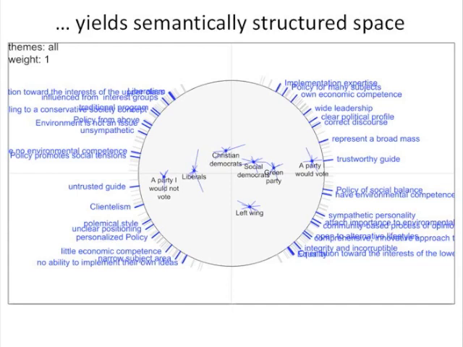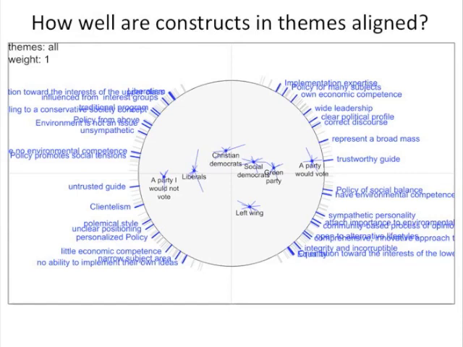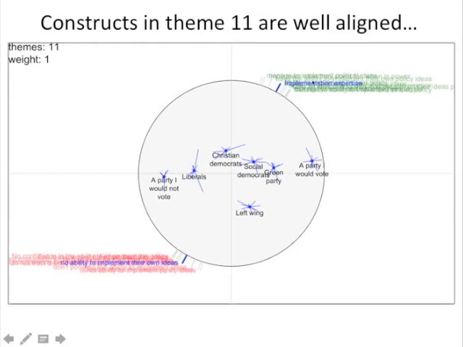But how well is this representation? How good is it? And this is the new part now. If we look at one theme from all the themes here, and we ask the question, how well are constructs in these themes aligned? We will find that this is very different from theme to theme. Theme 11, for example, which is implementation expertise versus no ability to implement their own ideas, we see that they're very well aligned. All the constructs are very close to the average construct. So this is a good representation of all the constructs.